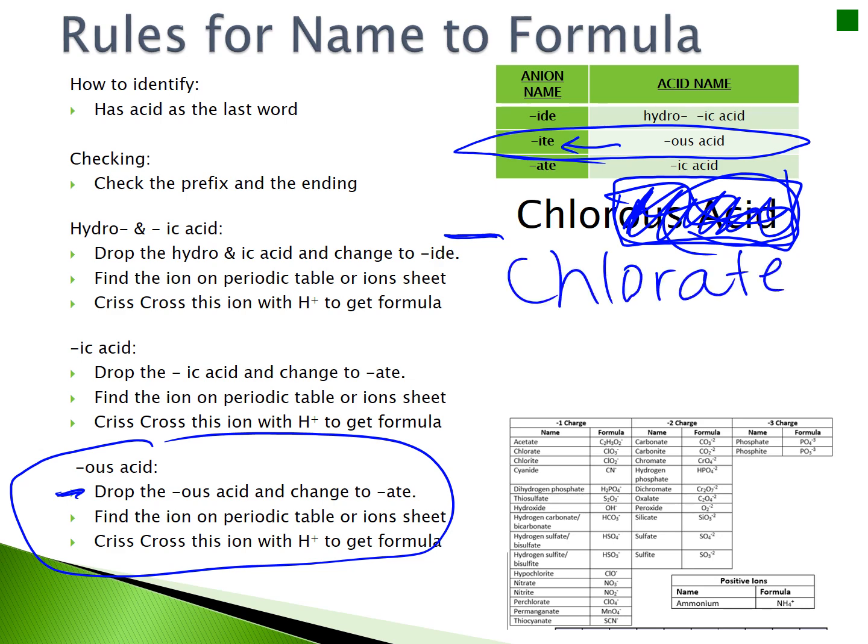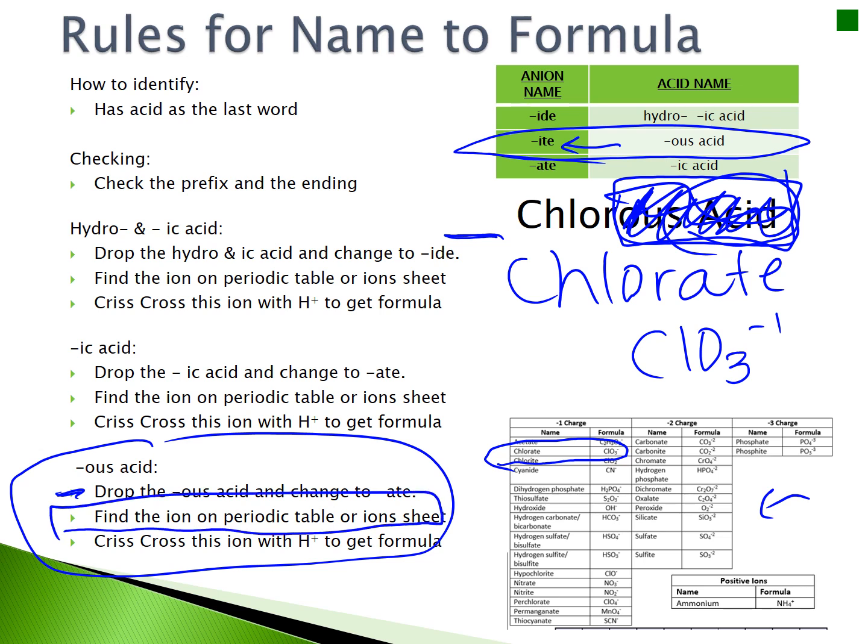Anything with that ate or an ite ending is going to be found on that ion sheet on your periodic table. So we're going to be looking for chlorate, which according to here is ClO3 with a -1 charge. And that's where we found the ion on the ion sheet for this case. Crisscross this with the H plus because all acids have that hydrogen, and we end up with HClO3.